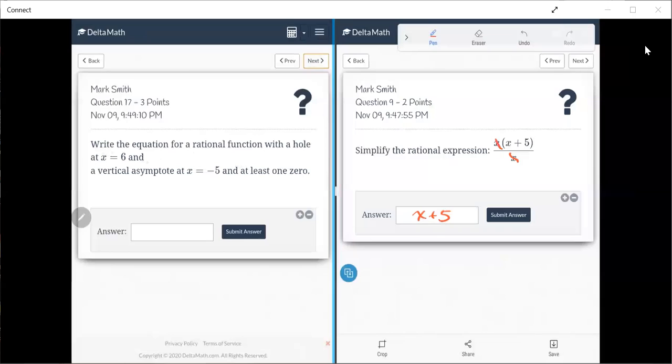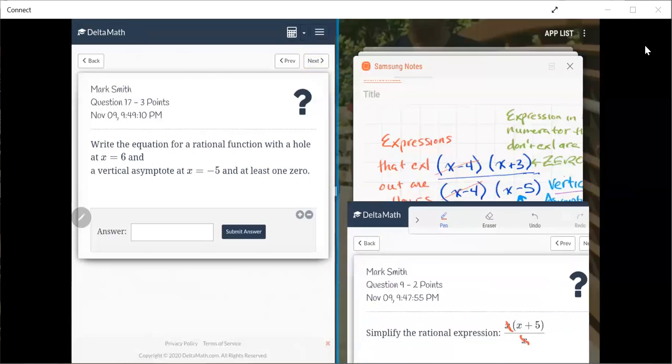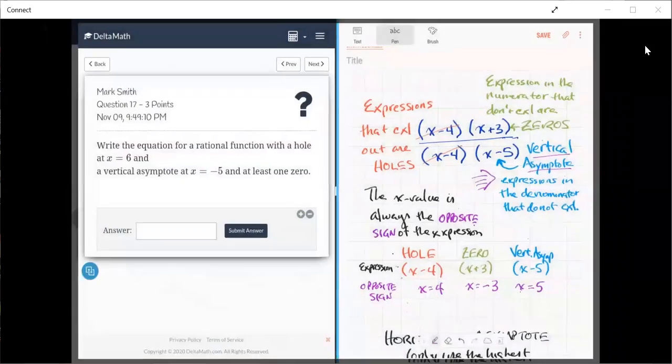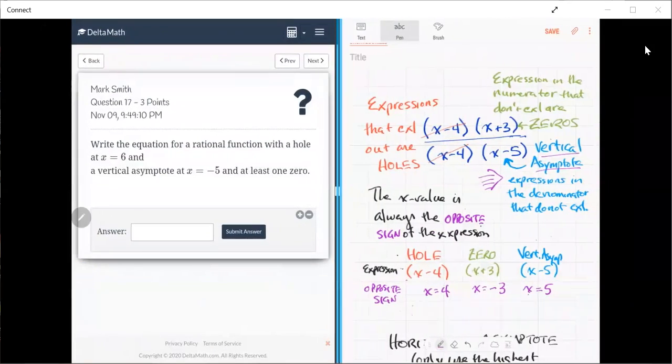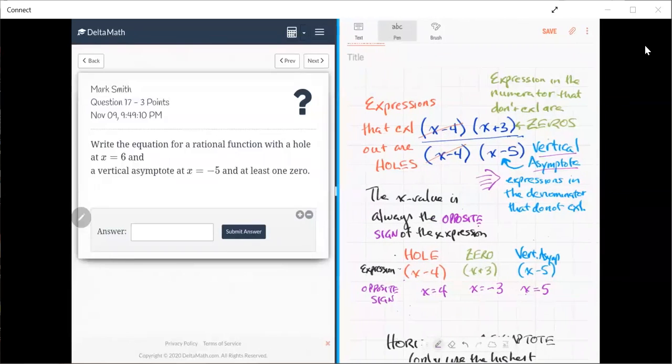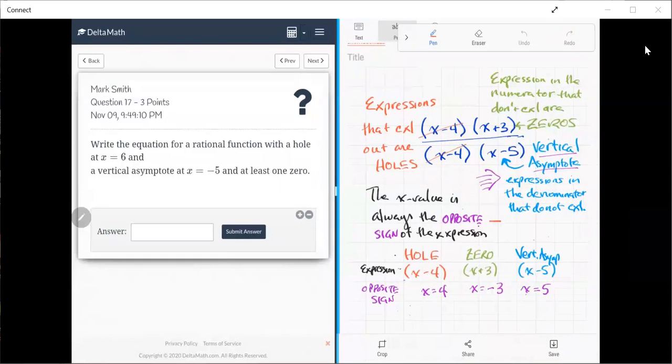All right, now we get to write an equation with a hole at x equals 6 and a vertical asymptote at x equals -5 and at least one zero. Let's go back and look at my definitions here. A hole is something that cancels out. So that means the expression has to be in the numerator and the denominator, and it's always going to be the opposite value.